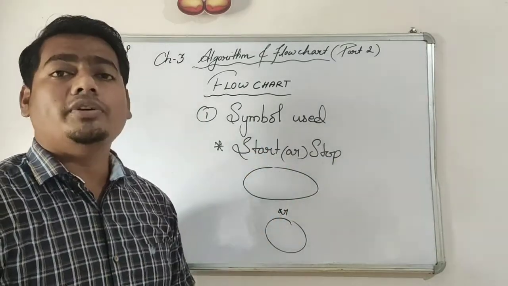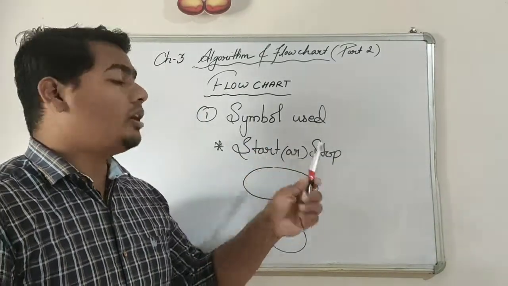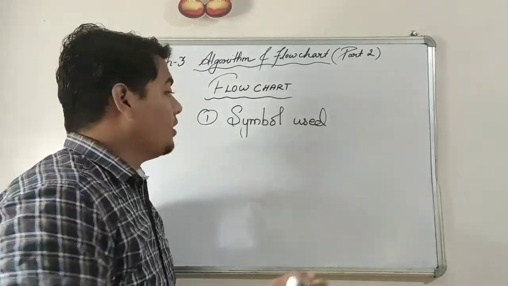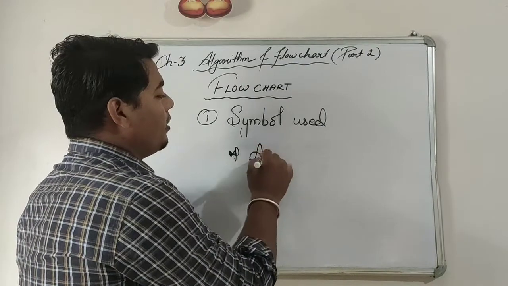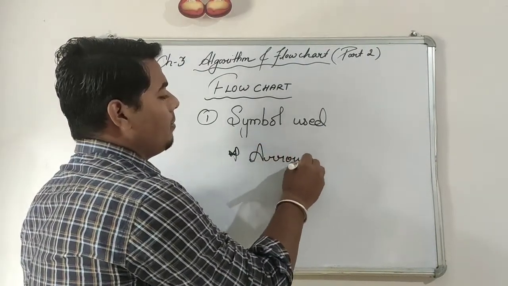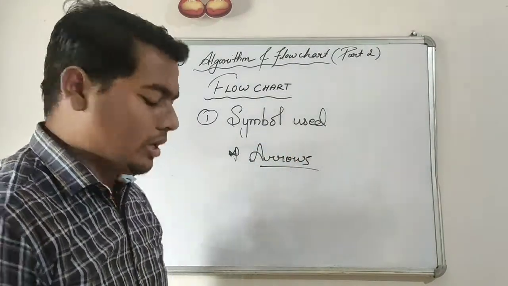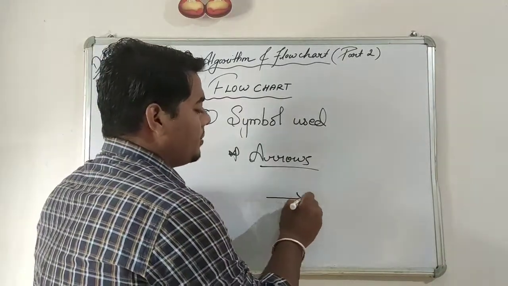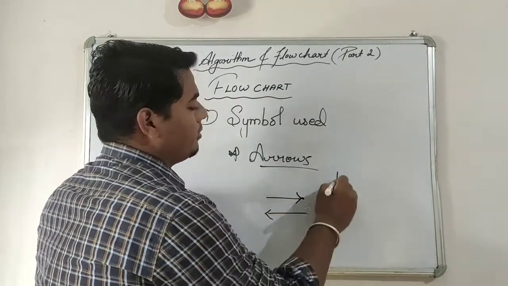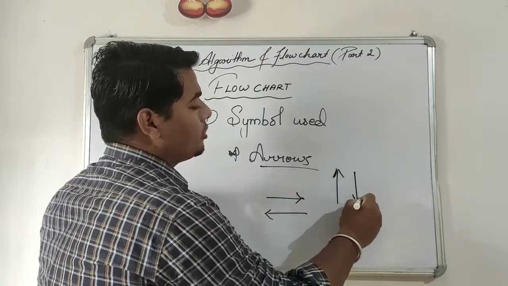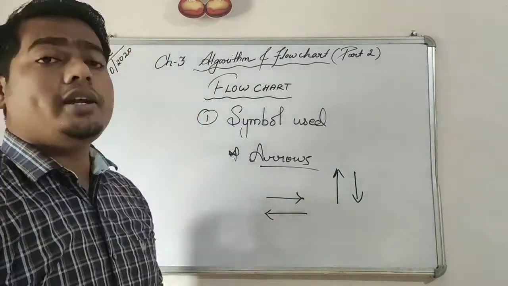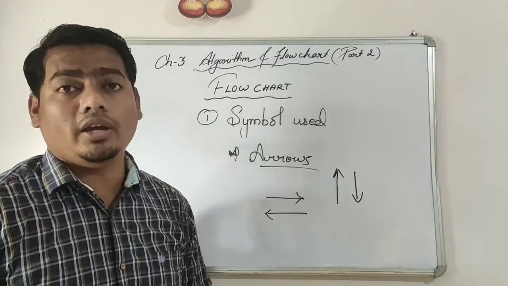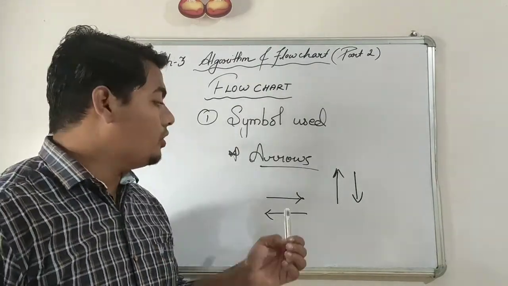What is the first symbol used in a flowchart? Start or stop. Second, what we are using is arrows. What do you mean by arrows? We all know about bow and arrow, but this arrow is the same yet different. Arrows are represented by these symbols. In your book it is also given: the arrow indicates the flow of your algorithm, from which direction to which way, which is step 1, which is step 2.